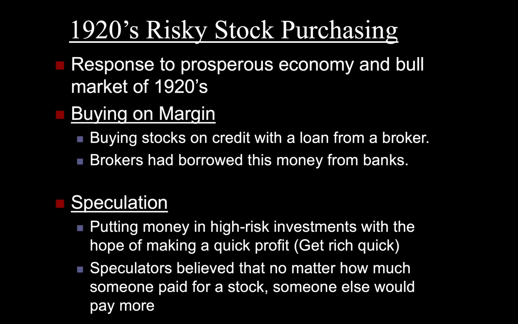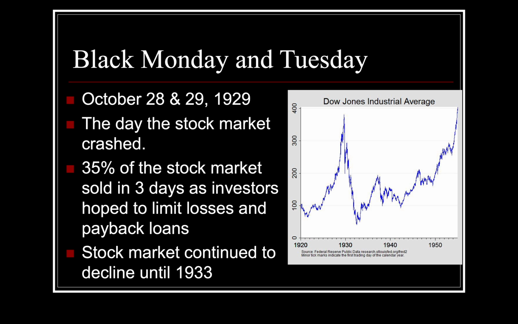As more and more investors began to fail in using these risky stock purchasing practices, they began to sell their investments and sell their stock, hoping to get enough money to pay back the loans that they had taken out when buying on margin or speculating. This quick selling of stocks led to what became known as the stock market crash that occurred on October 28th and 29th of 1929. These 2 days are referred to as Black Monday and Black Tuesday as a result of the very rapid and severe decline in the American stock market and economy.